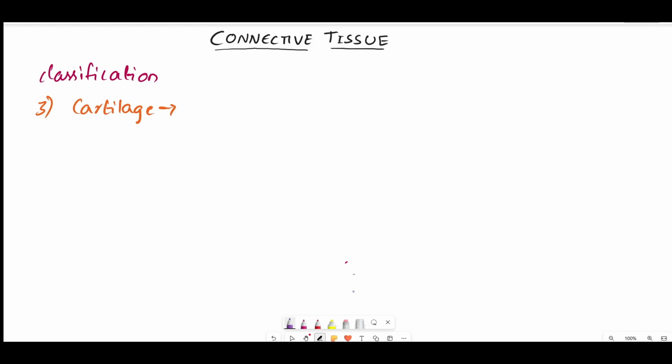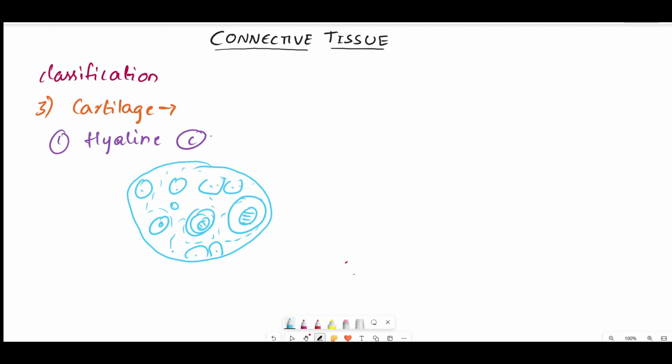It has many collagenous fibers in it. So it is divided into three. In that, the first one is the hyaline cartilage. So the hyaline cartilage looks like this.